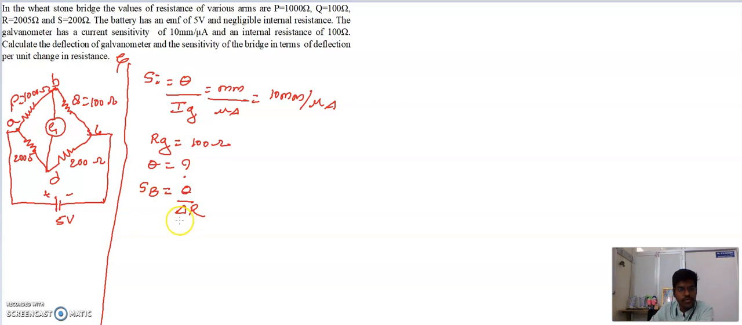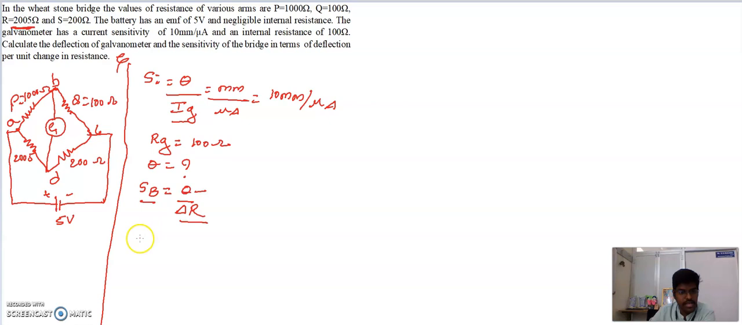Here we don't know the value of delta R, the value of theta, or the current flowing through the galvanometer. Once you get those values, it is easy to find the sensitivity. So first we will find the value of the galvanometer current. When there is a flow of current between the terminals B and D, the bridge is unbalanced. Then the value given here, 2005 ohm, is not the actual value, so we need to find the actual value of the resistance also.